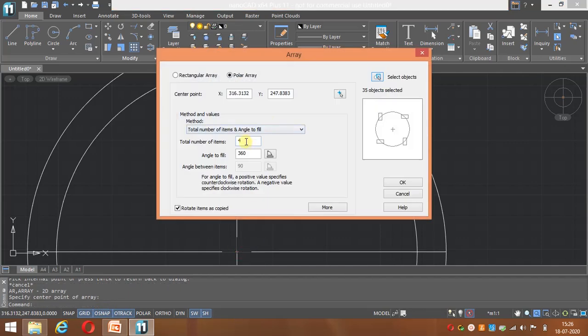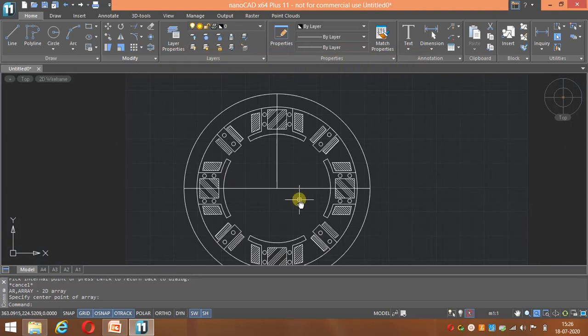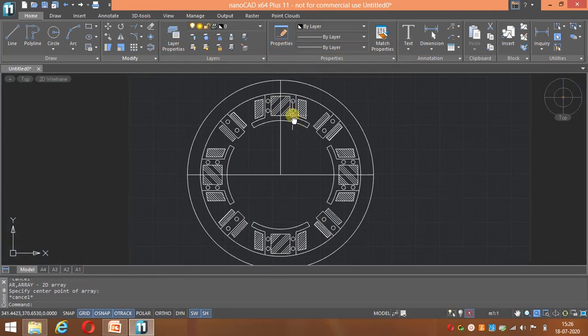And how many poles we have in this problem? We'll be having 4 poles, so that's why the total number of items should be 4, and obviously the number of interpoles is also equal to the number of poles. Okay, now this is the end view of the main and then interpoles. Okay, now after this I should go with the armature slot dimension. So what is the armature radius given here? The armature radius is 110 mm.